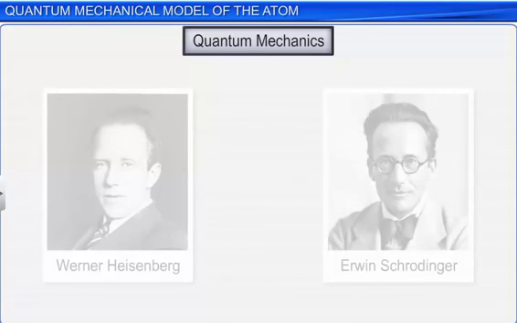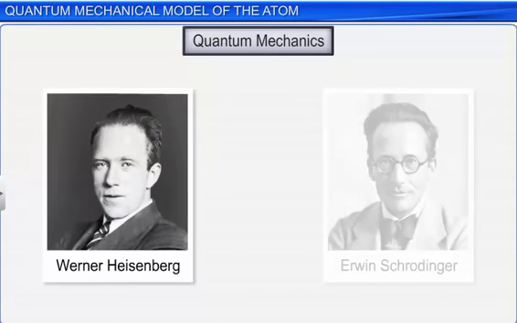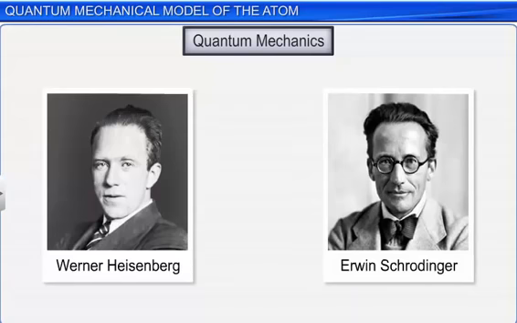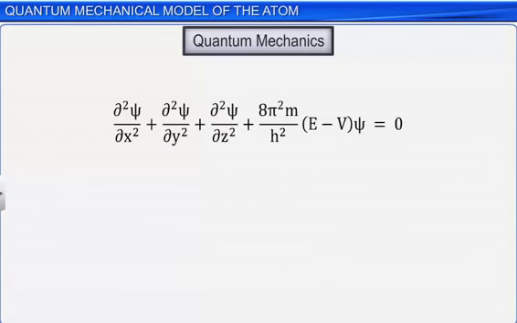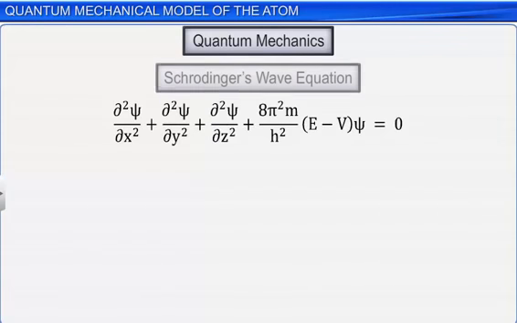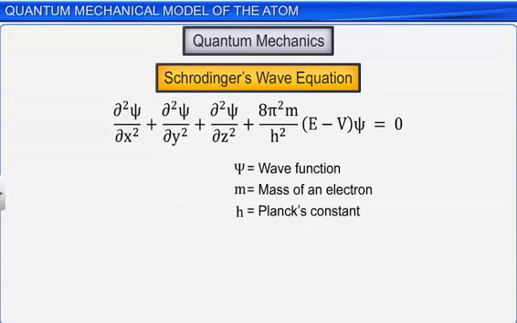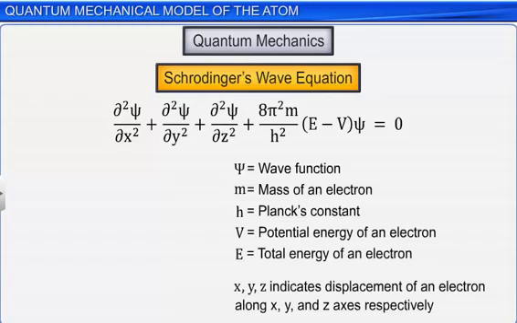Quantum mechanics was developed independently by Werner Heisenberg and Erwin Schrödinger in 1926. The fundamental equation in quantum mechanics is Schrödinger's wave equation. In quantum mechanics, the mathematical expression which describes the wave motion associated with a particle is popularly known as Schrödinger wave equation. It gives the probability of finding an electron at different points in an atom.